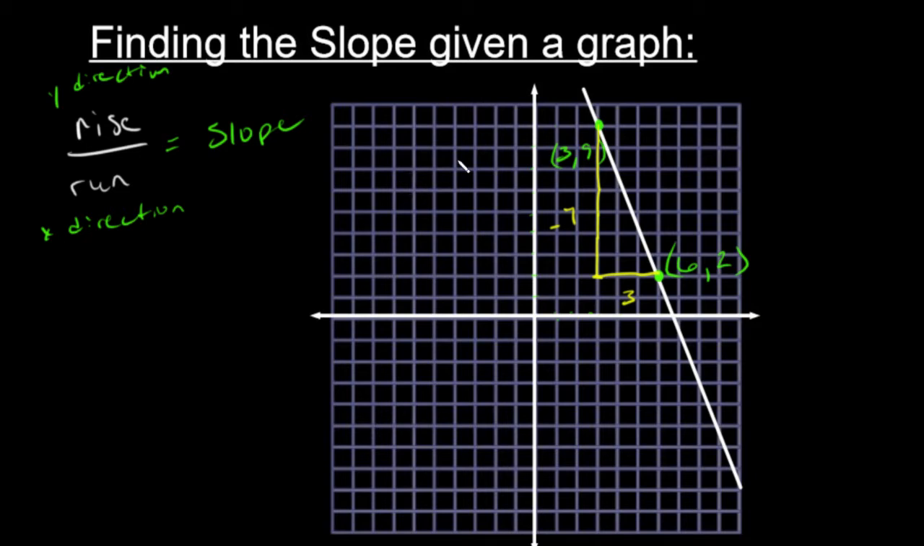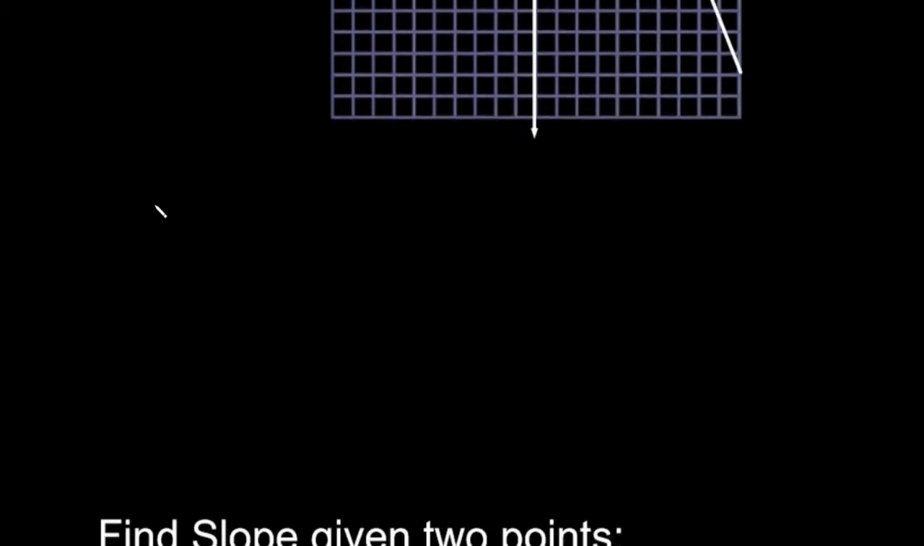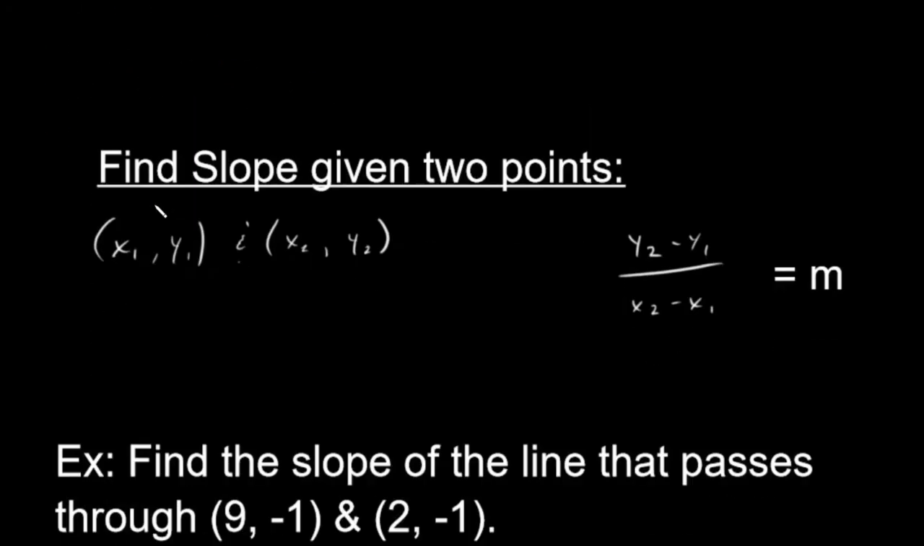So here, since we went down 7 and right 3, the slope would be negative 7 over 3. And that would be your slope. And slope is given the variable m most often. So your slope is equal to negative 7 over 3. Rise over run. Okay? That's how you do problems like this.